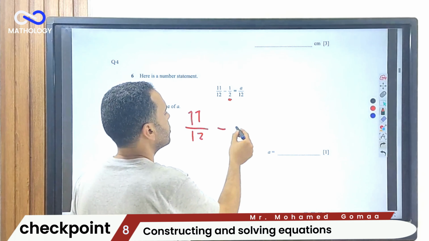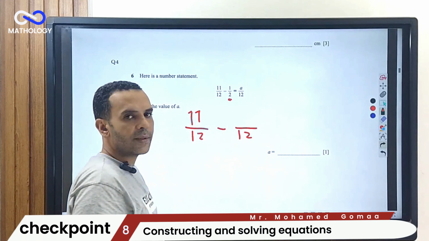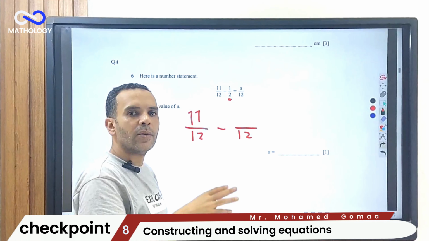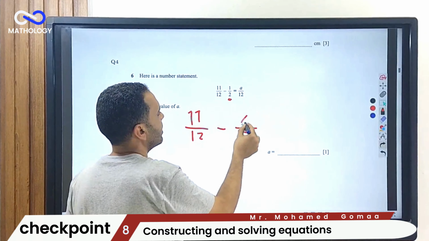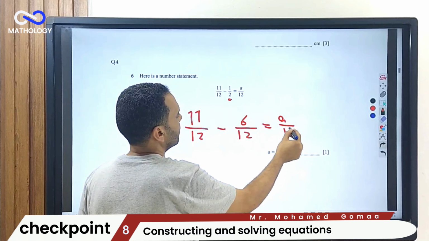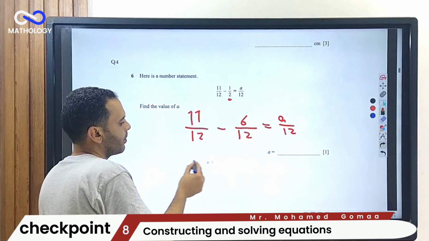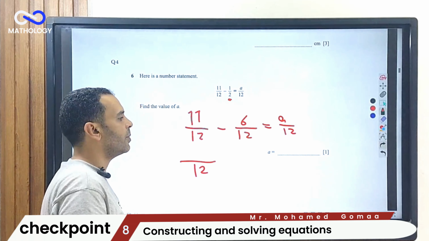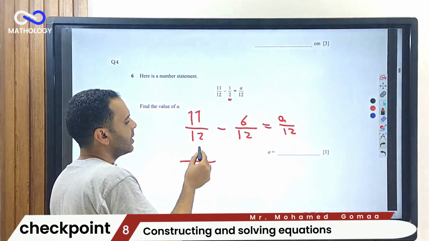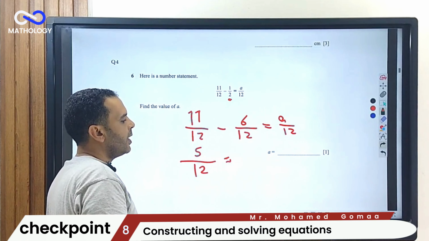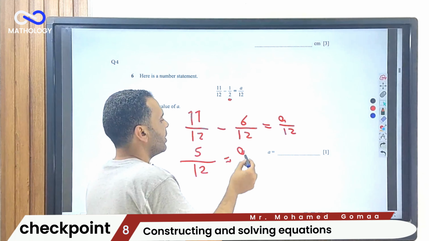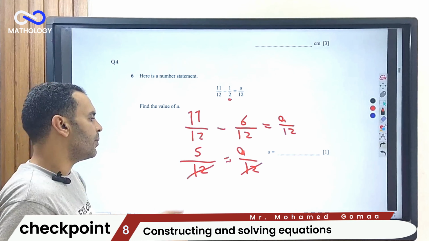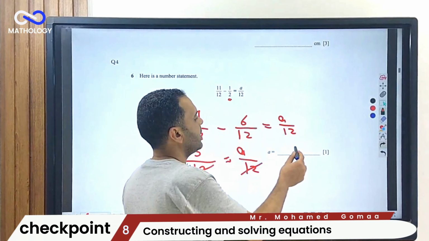2 by 6 equals 12. And also multiply 1 by 6. If you multiply the denominator by any number, you have to multiply the numerator by the same number. 1 multiplied by 6 equals 6 over 12. Then bring down the same denominator, keep the same denominator, and subtract 11 minus 6, which equals 5. 5 over 12 equals a over 12. Cancel out 12 from both sides. That means a equals 5.